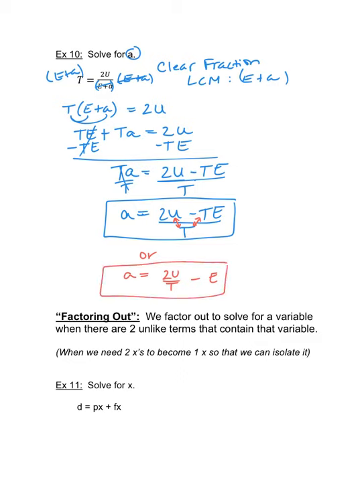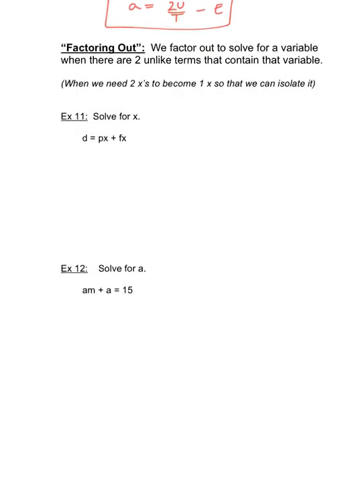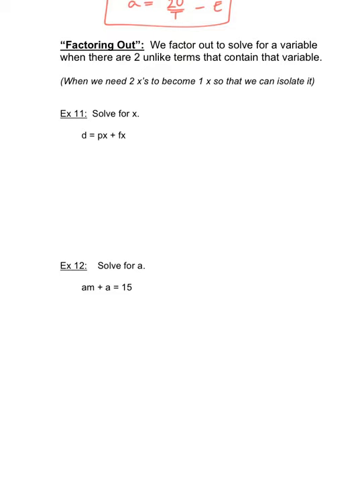Okay, and now we're going to look at a new concept, which is factoring out. Sometimes we want to isolate a variable that looks like it can't be isolated because it's in two terms. If you look at example 11, we have x that we want to isolate, but x is here and x is also here. It's in two terms, and those terms can't be combined. It's not like you have both of them with px or both of them with fx. So what we do is we use this strategy called factoring out.